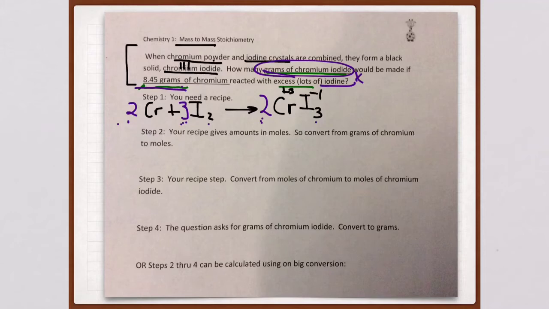So that's where we go back to the same step that we have been doing for the last 2 weeks. Convert the grams of chromium to moles of chromium. And so we're going to go 8.45 grams of chromium. And I'm going to walk over to the periodic table because I'm not remembering this one off the top of my head. Let's see, chromium we've got is 51.996. So we're going to go ahead and round that straight to 52.00 grams.